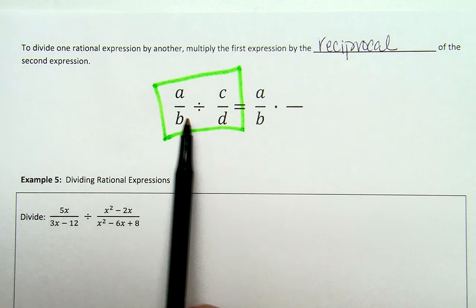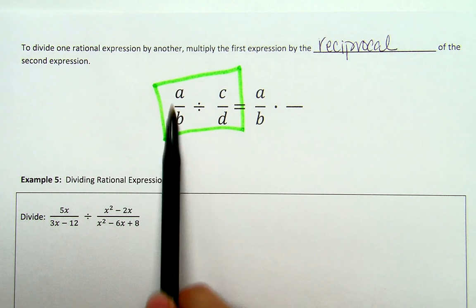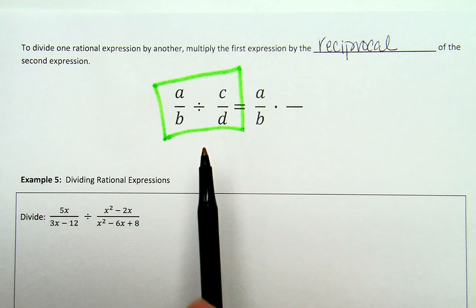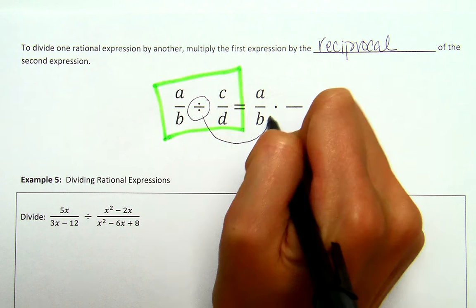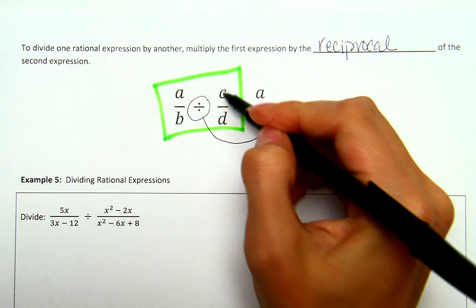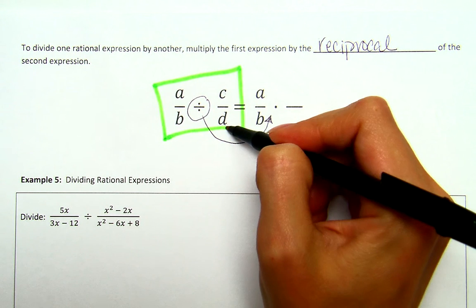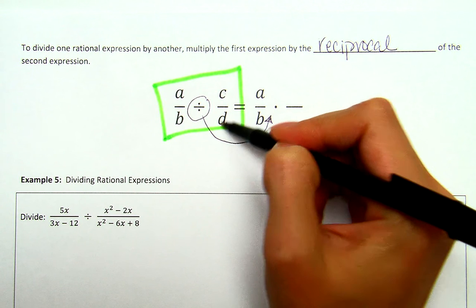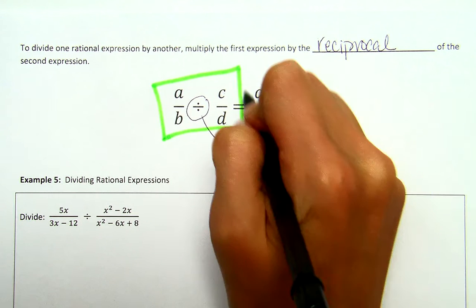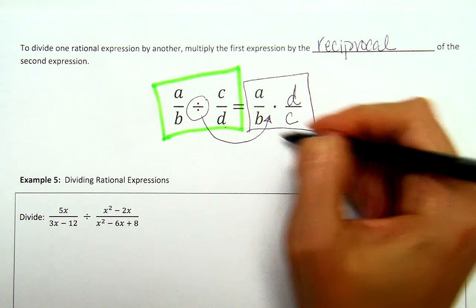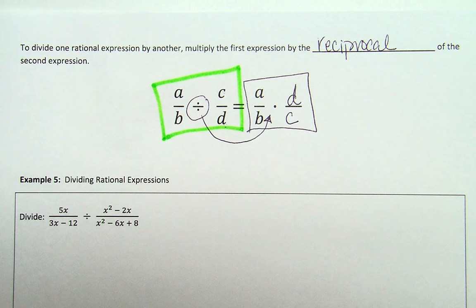The first thing we're going to do is flip. We're going to keep our first fraction, A over B, the same. We change our divide to multiplication, and we flip, or find the reciprocal of, our second expression. So C over D then becomes D over C. Once we get to this point, we're at exactly what we were talking about when we were multiplying rational expressions. From there on out, it's going to be the same steps that we talked about earlier today.